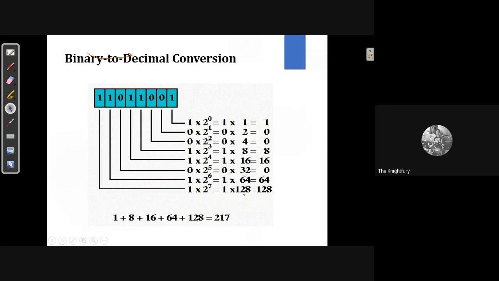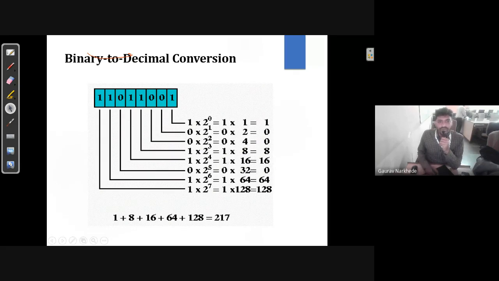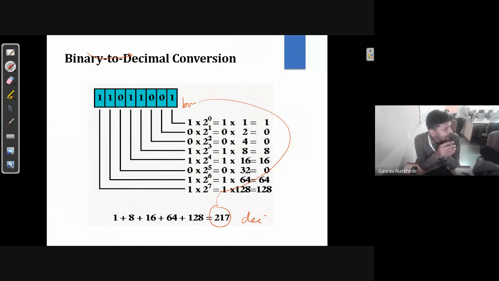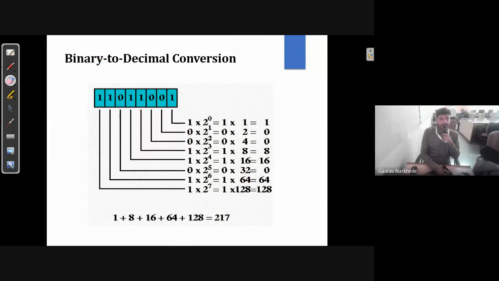So earlier we took only a 4 digit number, 1010. Now it is an 8 digit number. So 1 into 2 raised to 0, 0 into 2 raised to 1, 0 into 2 raised to 2, then 1 into 2 raised to 3, each one multiplied by its binary weight, and whatever total comes you have to add it, so you will get 217. This means this in binary is equivalent to 217 in decimal. Understood? So if you want to send 217 from one end to the other, we need to send the 8 digits, that is 11011001. Correct?